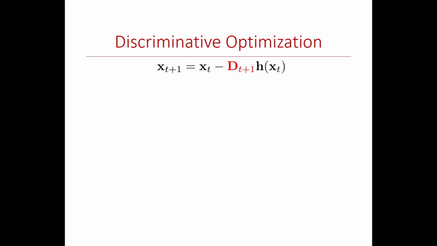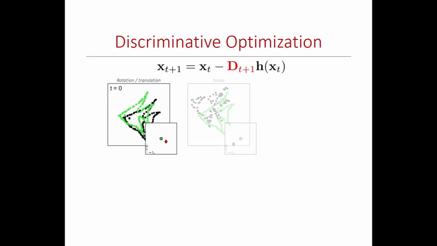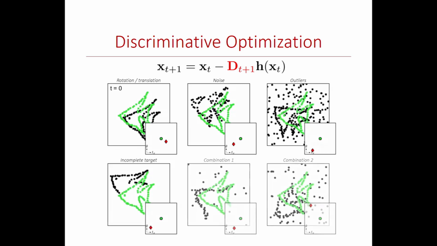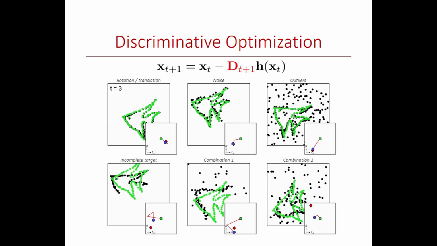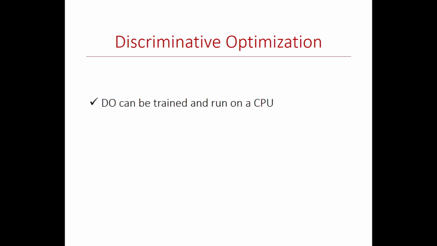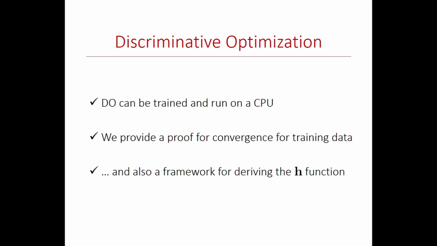The maps dt plus 1 are learned from multiple training samples. In the example of 2D point cloud registration, they may include different rotation and translation, noise, outliers, incomplete target, and their combinations. The maps are trained such that the current estimates are forced to move toward the ground truth parameters. This makes DO robust to different perturbations in the data. Due to its simple formulation, DO can be trained and run efficiently on single CPUs, making it suitable for mobile application. In terms of theory, we provide the conditions for the convergence in training data and also propose a framework for deriving the function h for multiple problems.